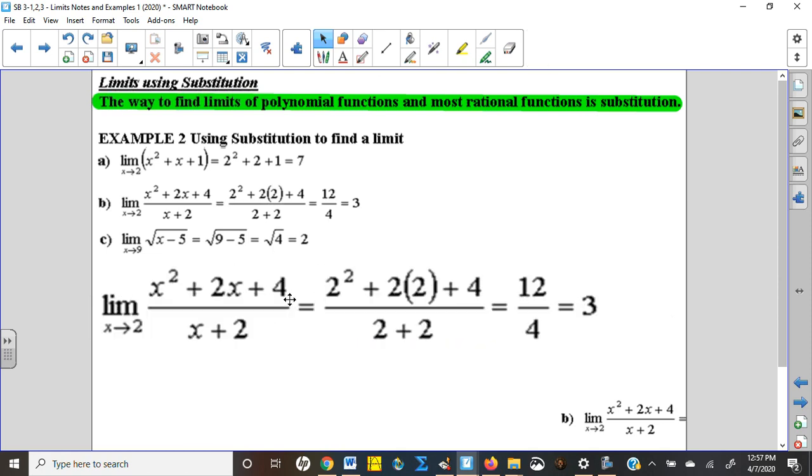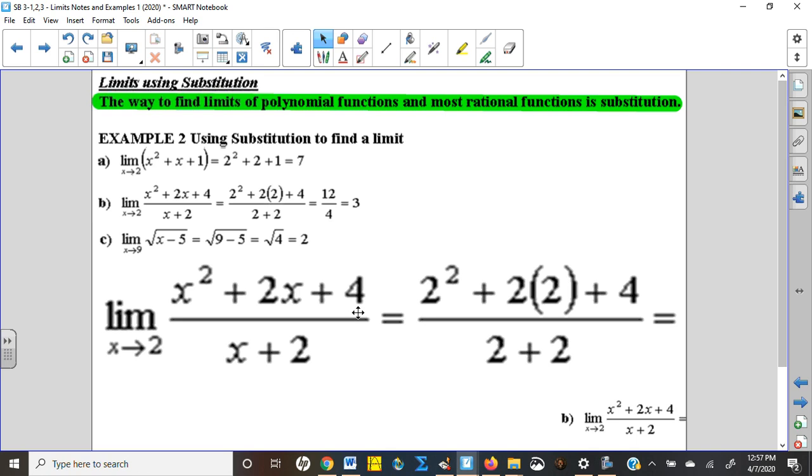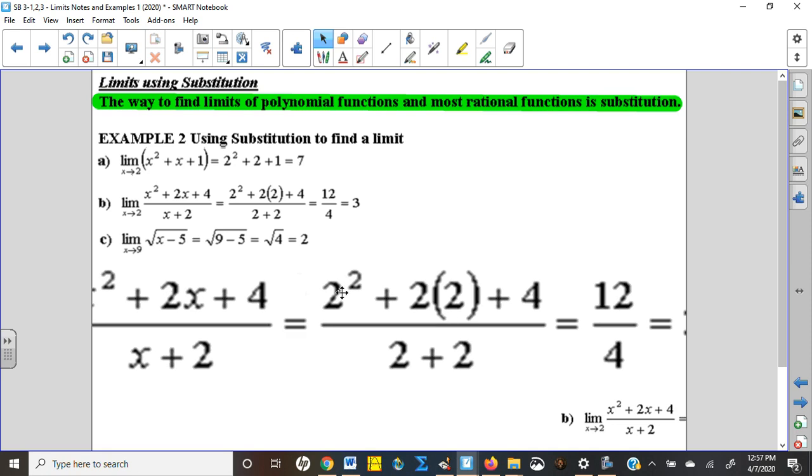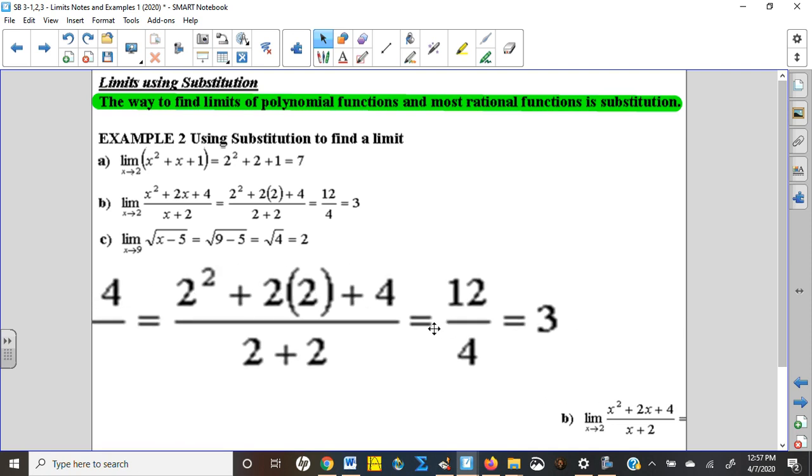Example B. Once again, I'm going to go ahead and plug that 2 in. Now I could get in trouble if I plug in a -2, couldn't I? But I'm not approaching -2. I'm approaching +2. So I'm okay. So I'm going to plug that 2 in. I'm going to follow order of operations and simplify it, and I get a 3.